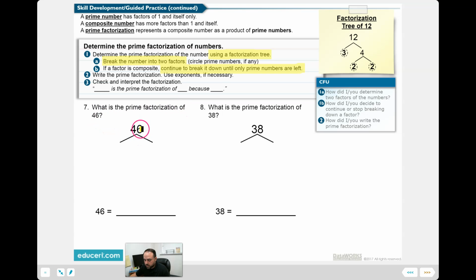So I have 46 again with the first 2 arms of the factorization tree. And I need to think about 2 numbers that multiply to 46. 46 is an even number. So I know that 2 will work. I just need to figure out what is half of 46. Or what is 46 divided by 2? Well, we can do that.